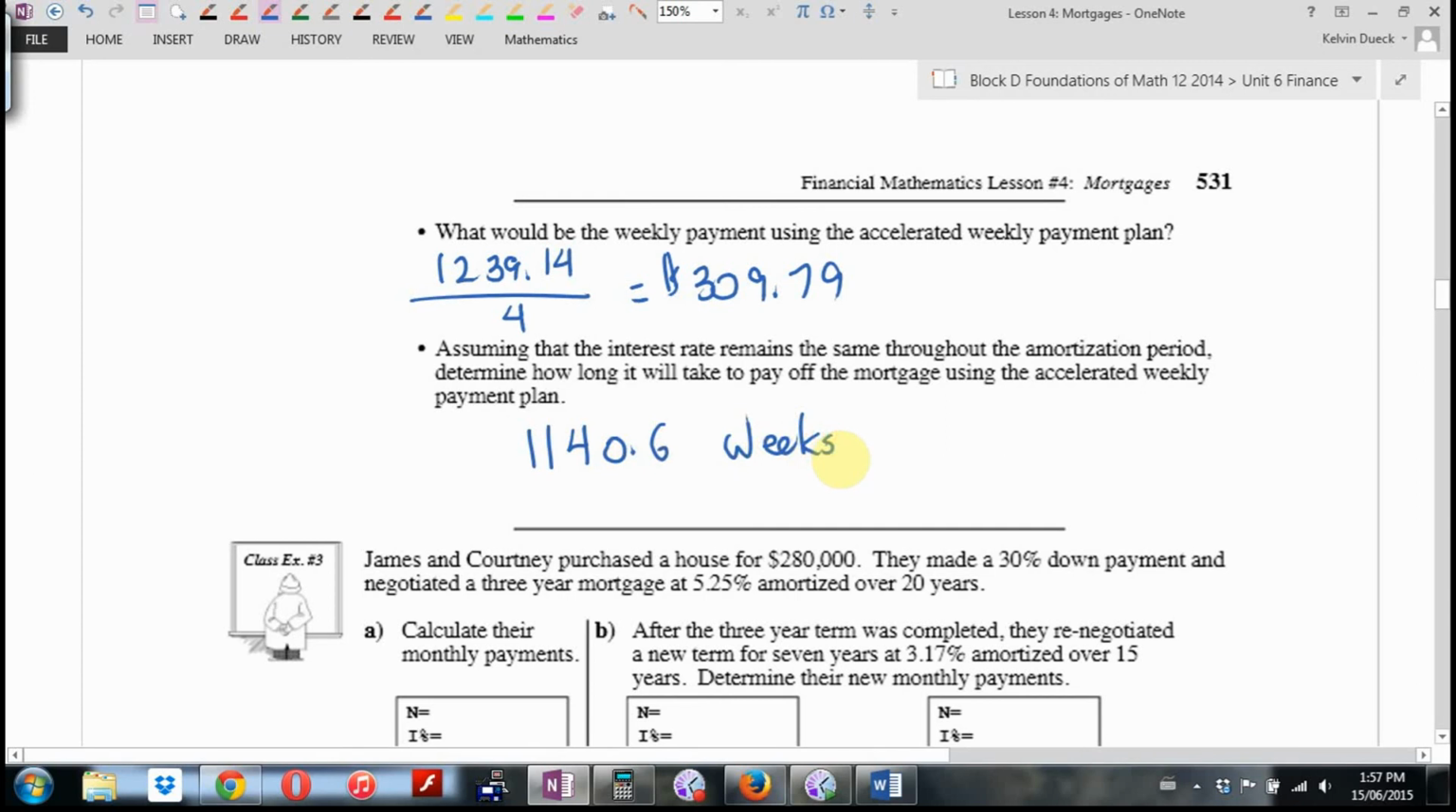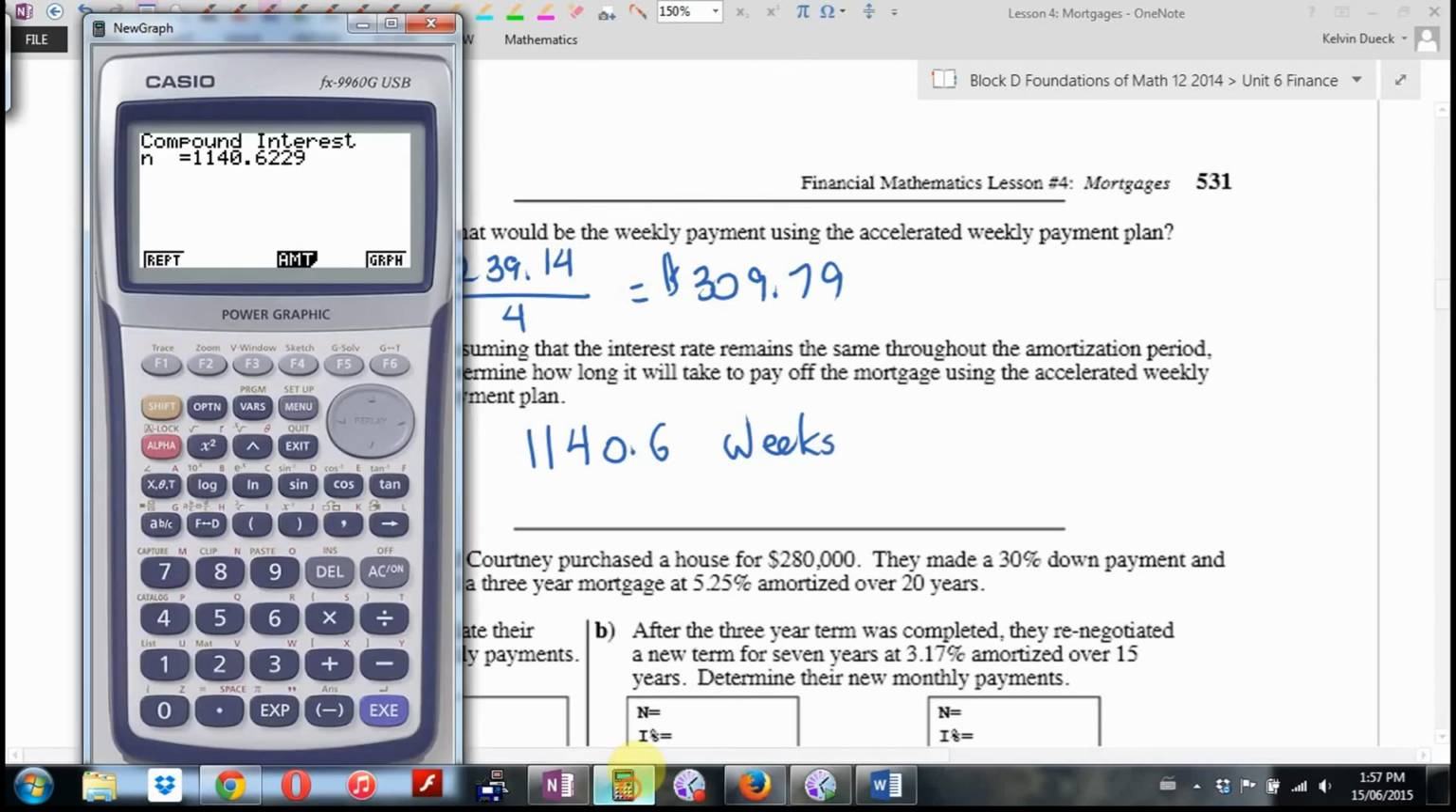weeks. How could I change that to days? Take that number and times by 7? Okay, so let me go here. 1140.6 times 7. That many days. How can I change that into years? Divide by 365. How many years will it take them if they go with weekly payments? 25? Less than 22. That's a chunk of change.